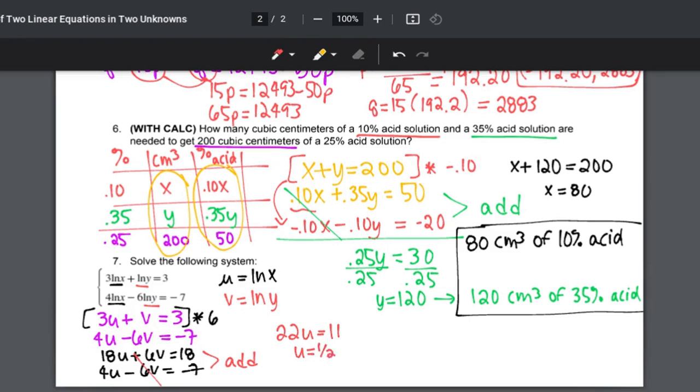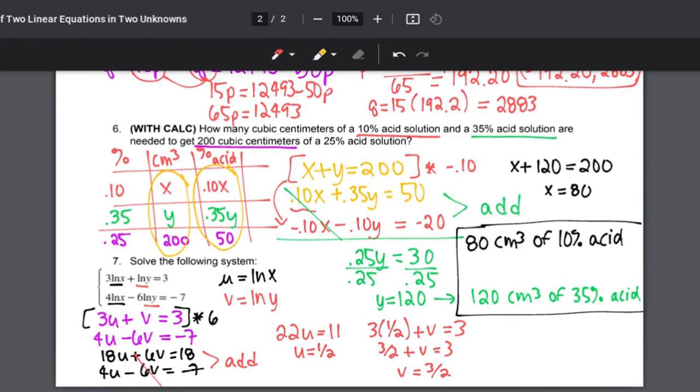And then if I substitute into 3u plus v is equal to 3, I have 3/2 plus v is equal to 3. So 3 minus 3/2 is 3/2. So v is equal to 3/2.